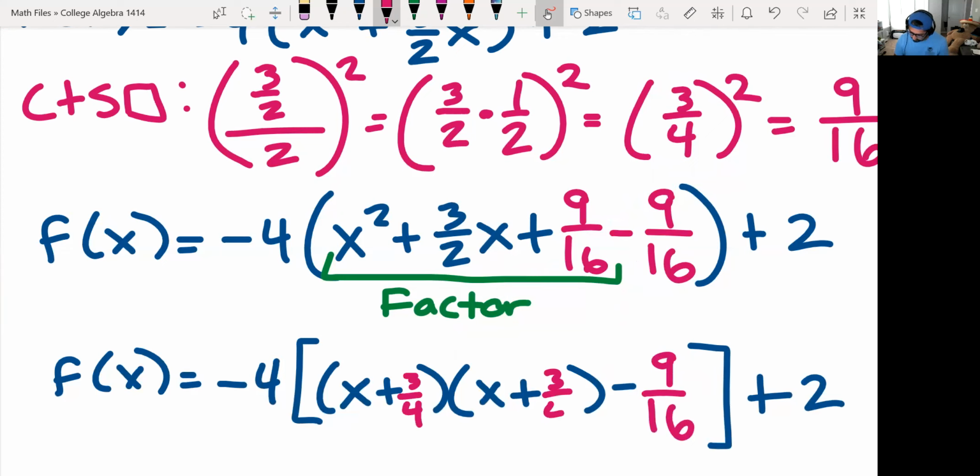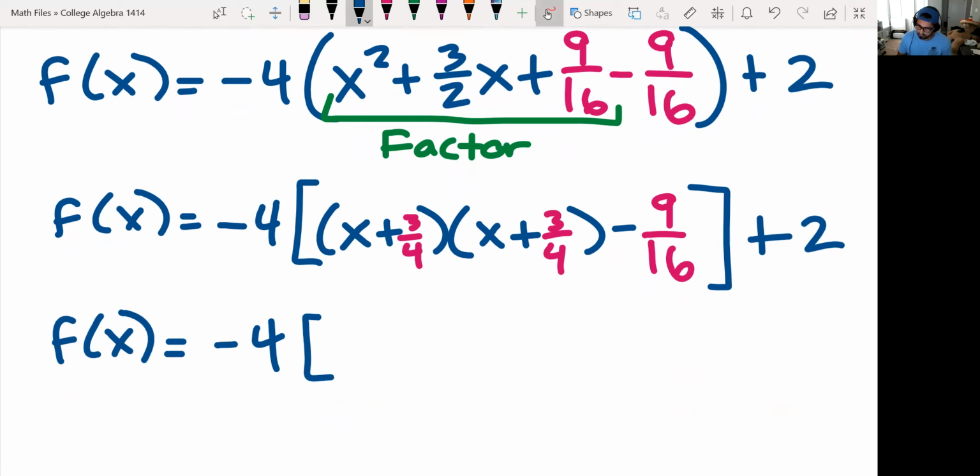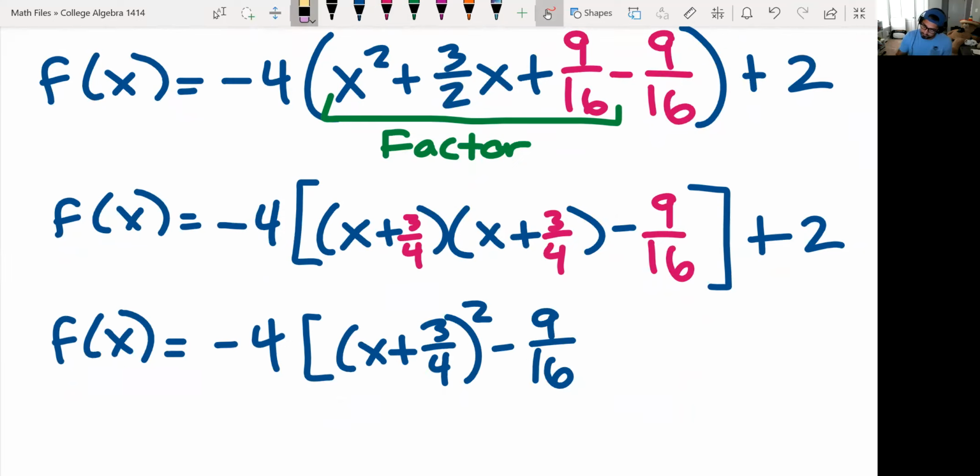f of x equals -4. Keep that bracket there, because now you have x plus 3/4 squared minus 9/16. Keep that in red. The other one is fine now. I won't put that 3/4 in red because we factored it now.